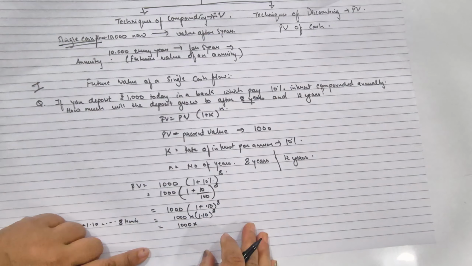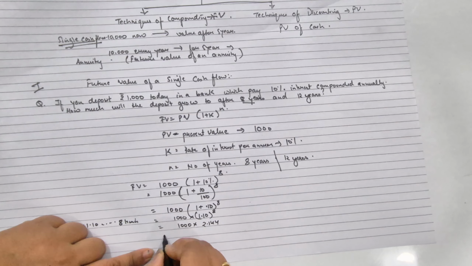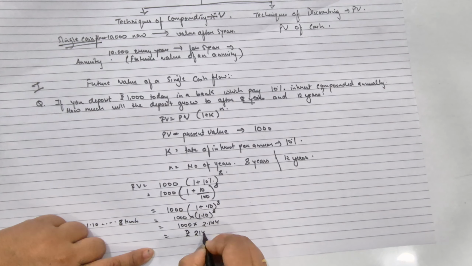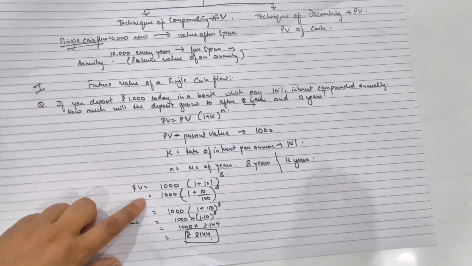Students, the approximate value would be 2.144, and this will come to 2144. Sorry, this is the future value after 8 years.